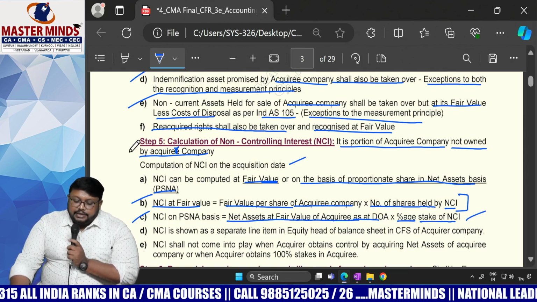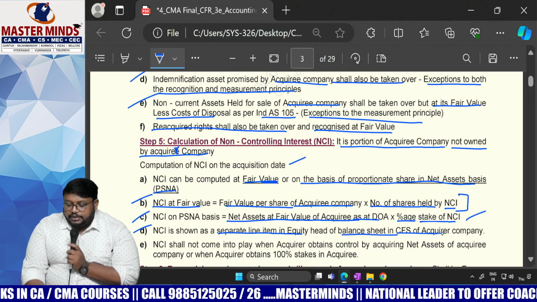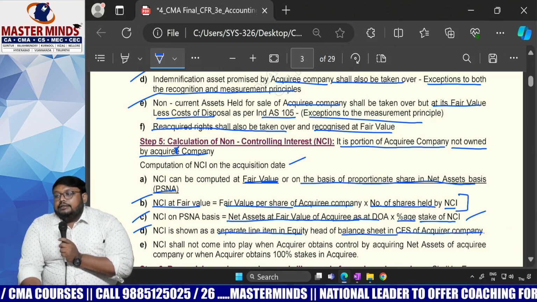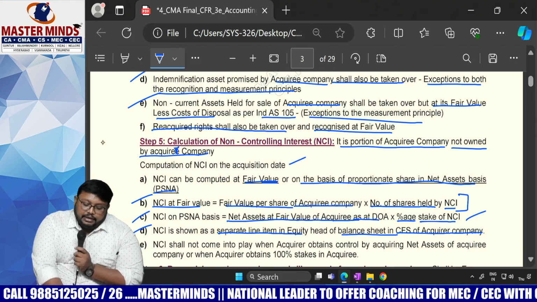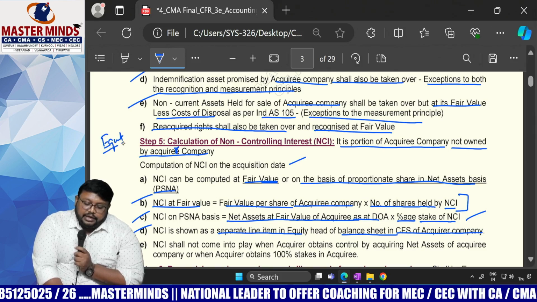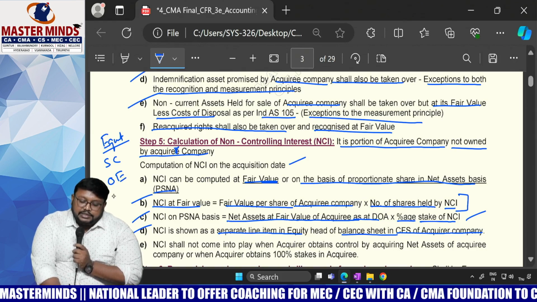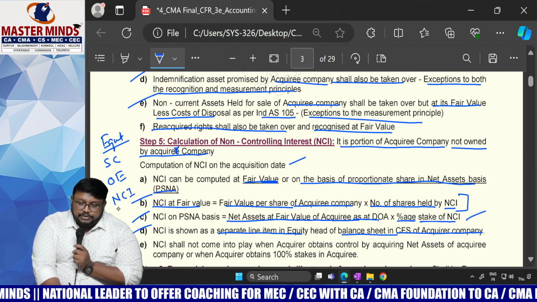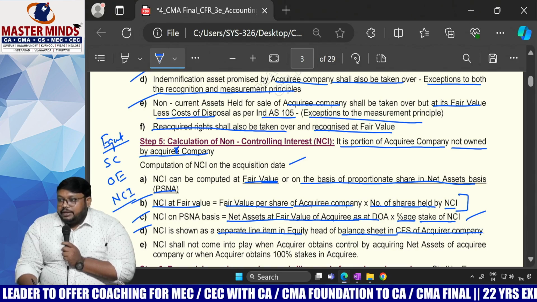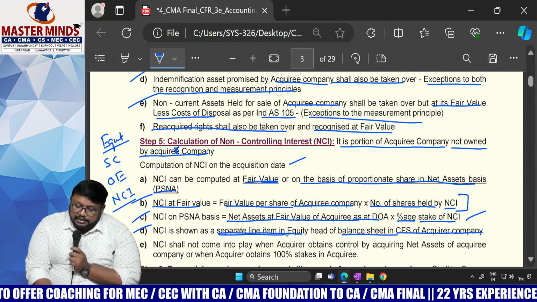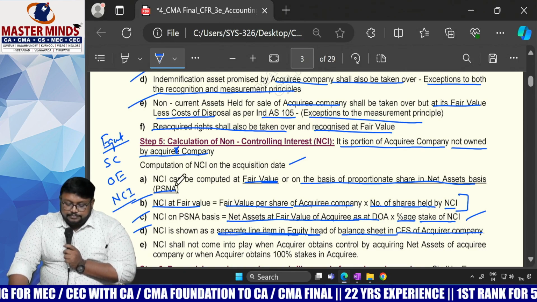NCI is shown as a separate line item in equity under the head of the balance sheet in the consolidated financial statements of the acquirer company. In the equity part, we have share capital and other equity, and a separate line item has to be given for NCI also. Underline that point: a separate line item in the equity head of the balance sheet in the consolidated financial statements.